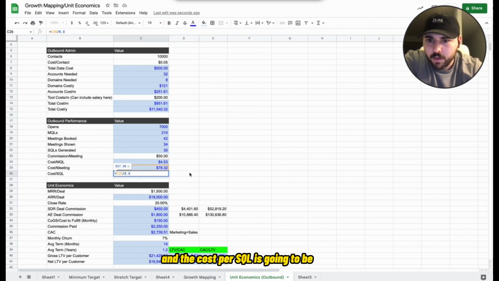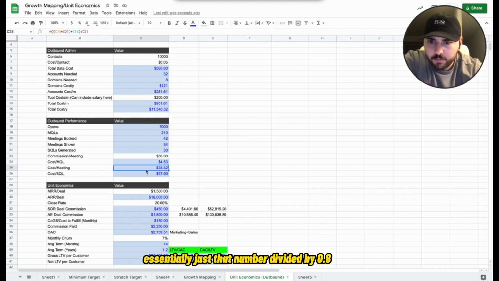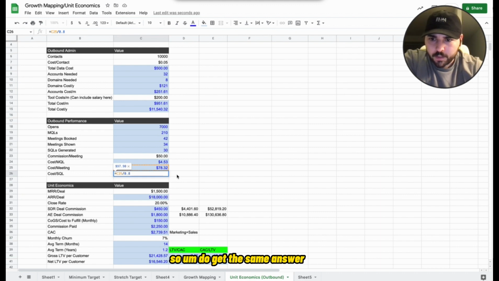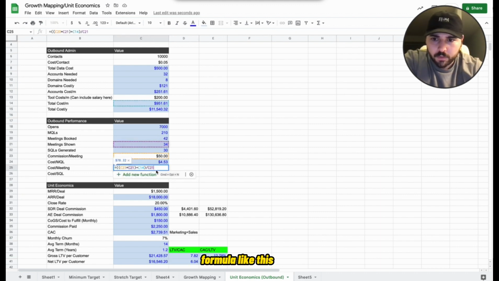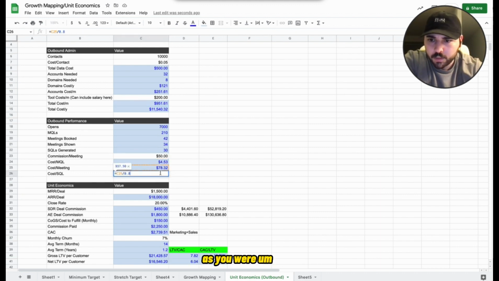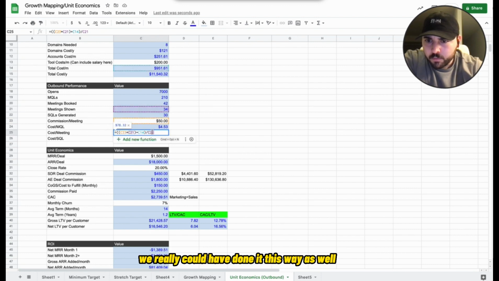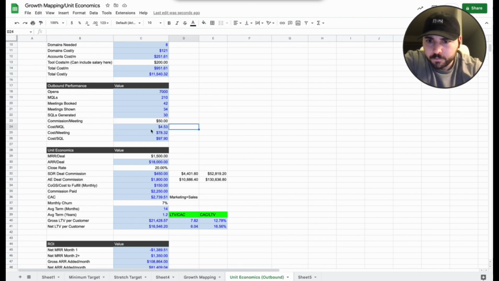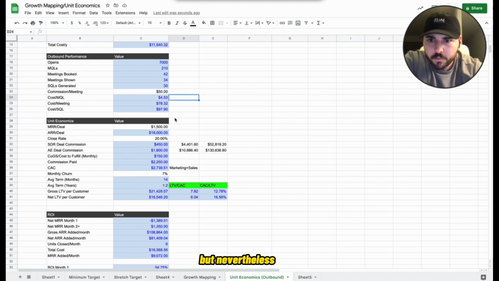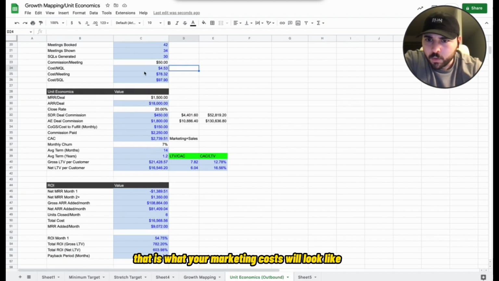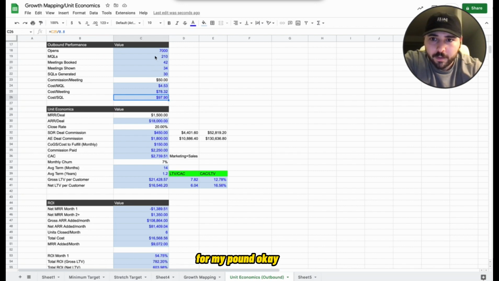And then the cost per SQL is going to be essentially just that number divided by 0.8, because 80% of the meetings will show up. So you'll get the same answer if you were to do it with a formula like this as you were doing it like this, which is just easier. We really could have done it this way as well. We could have just divided this by 0.2, to be honest. But nevertheless, that is what your marketing costs will look like from outbound.